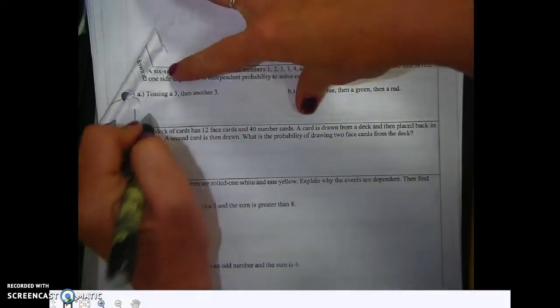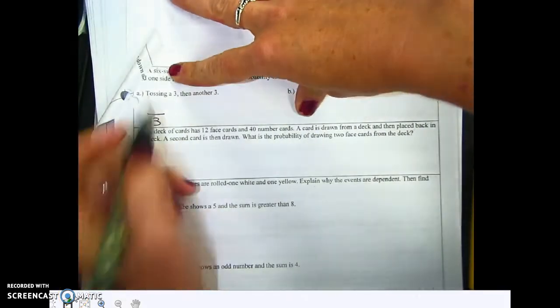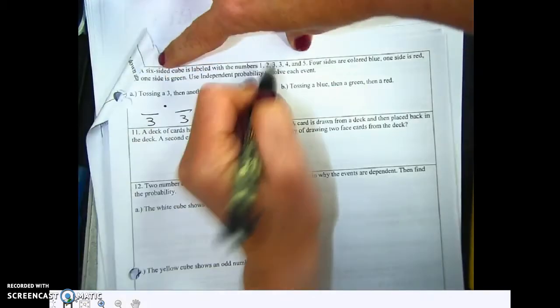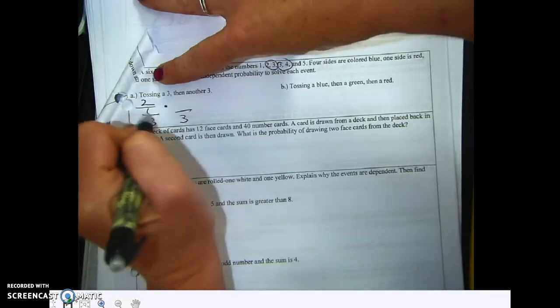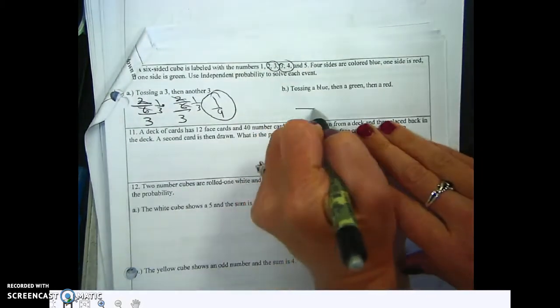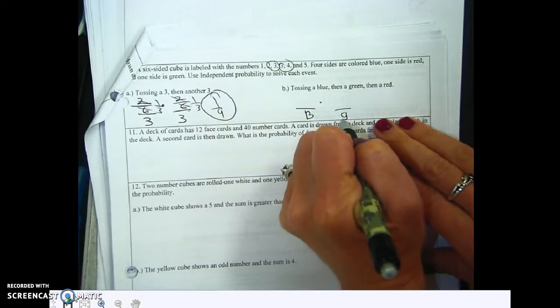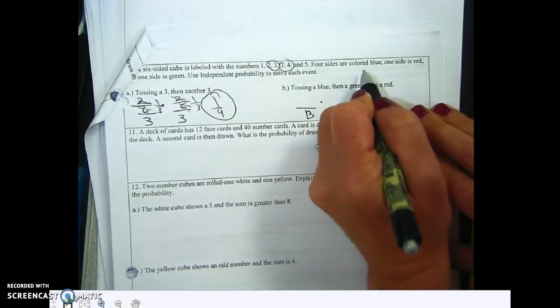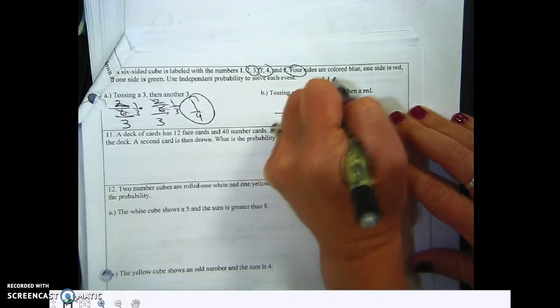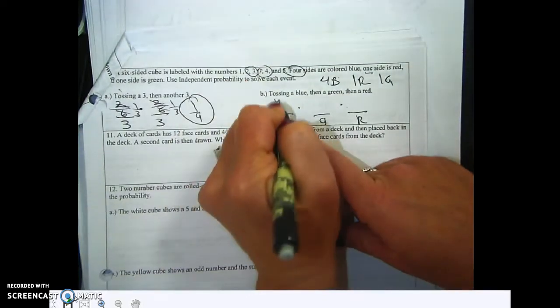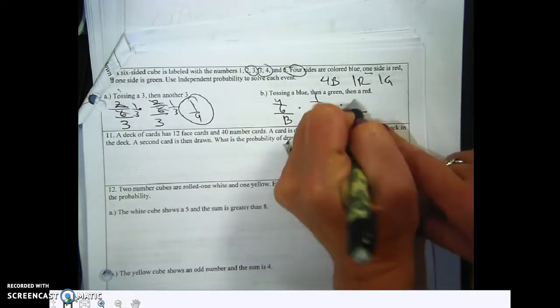Okay, so I wanted to know the probability of tossing a 3 and then another 3. Well, if you look, I tried to trick you because there's 2 out of 6. Simplifies to 1/3, 1/3, 1/9. Blue, then green, then red. So if you look up here, there's 4 blue, 1 red, and 1 green. So 4 out of 6, 1 out of 6, 1 out of 6, 2/3, 1 out of 36.